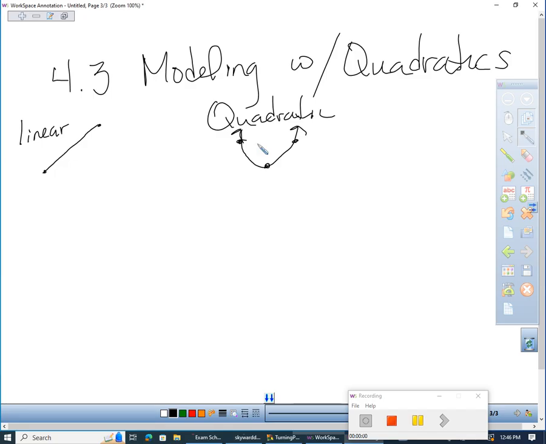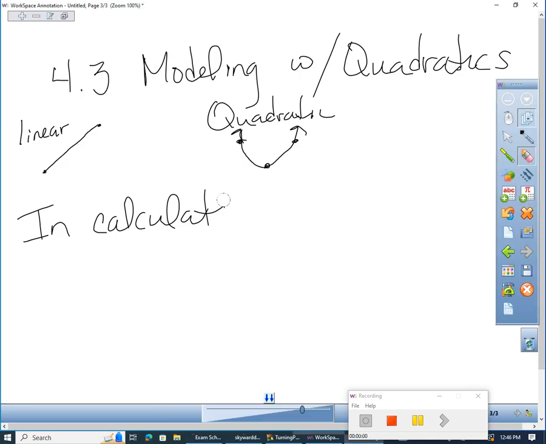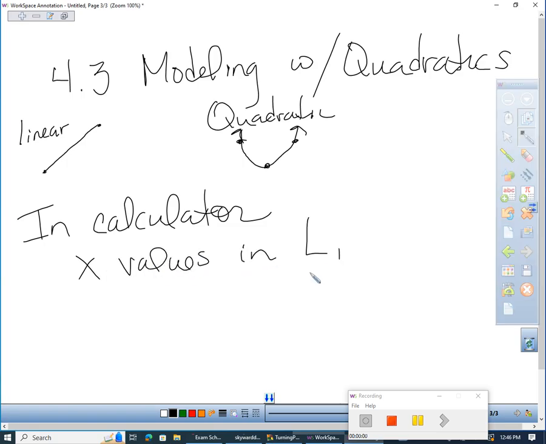Okay? So today, we're going to use those points to write our equations in the calculator. You are going to put x values in list 1, y values in list 2. Does everybody remember how to get to list 1 and list 2?